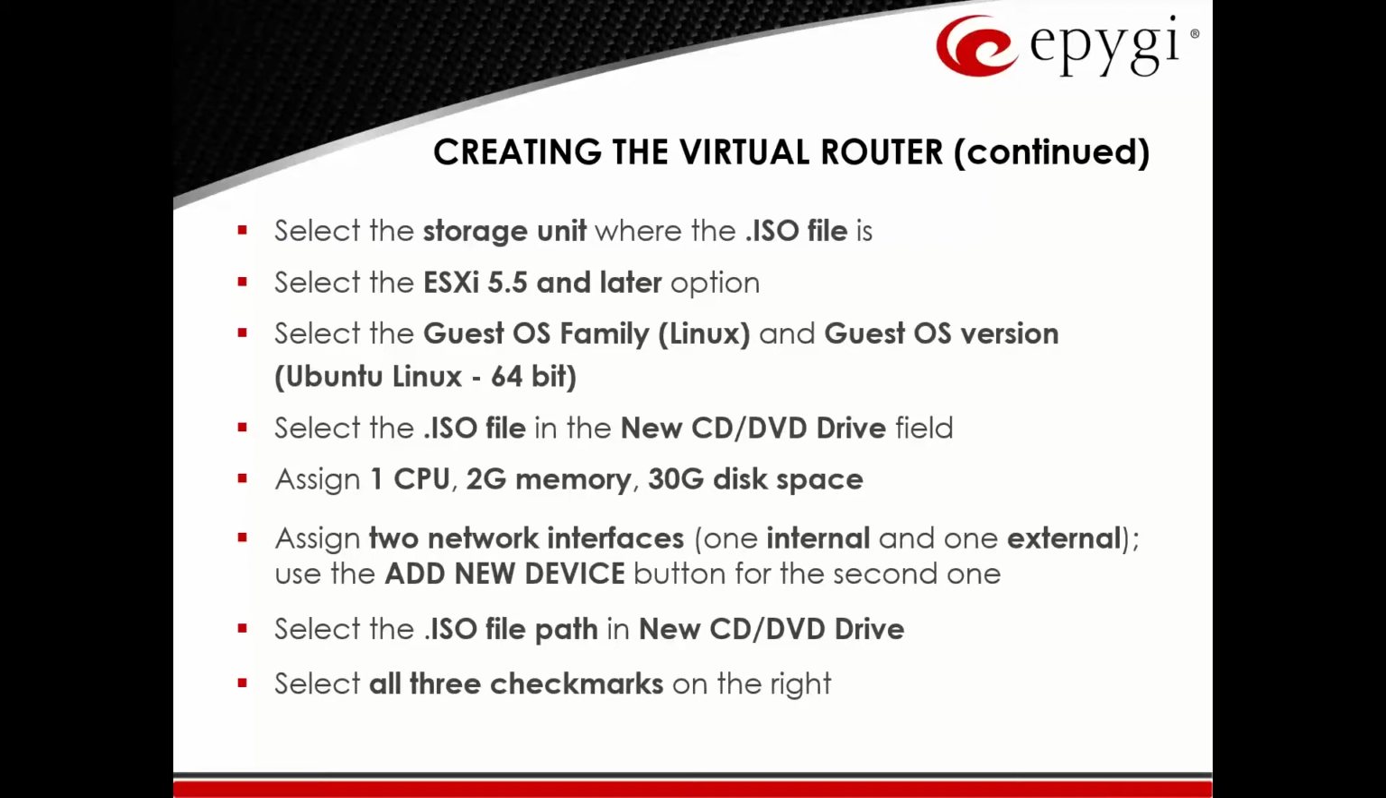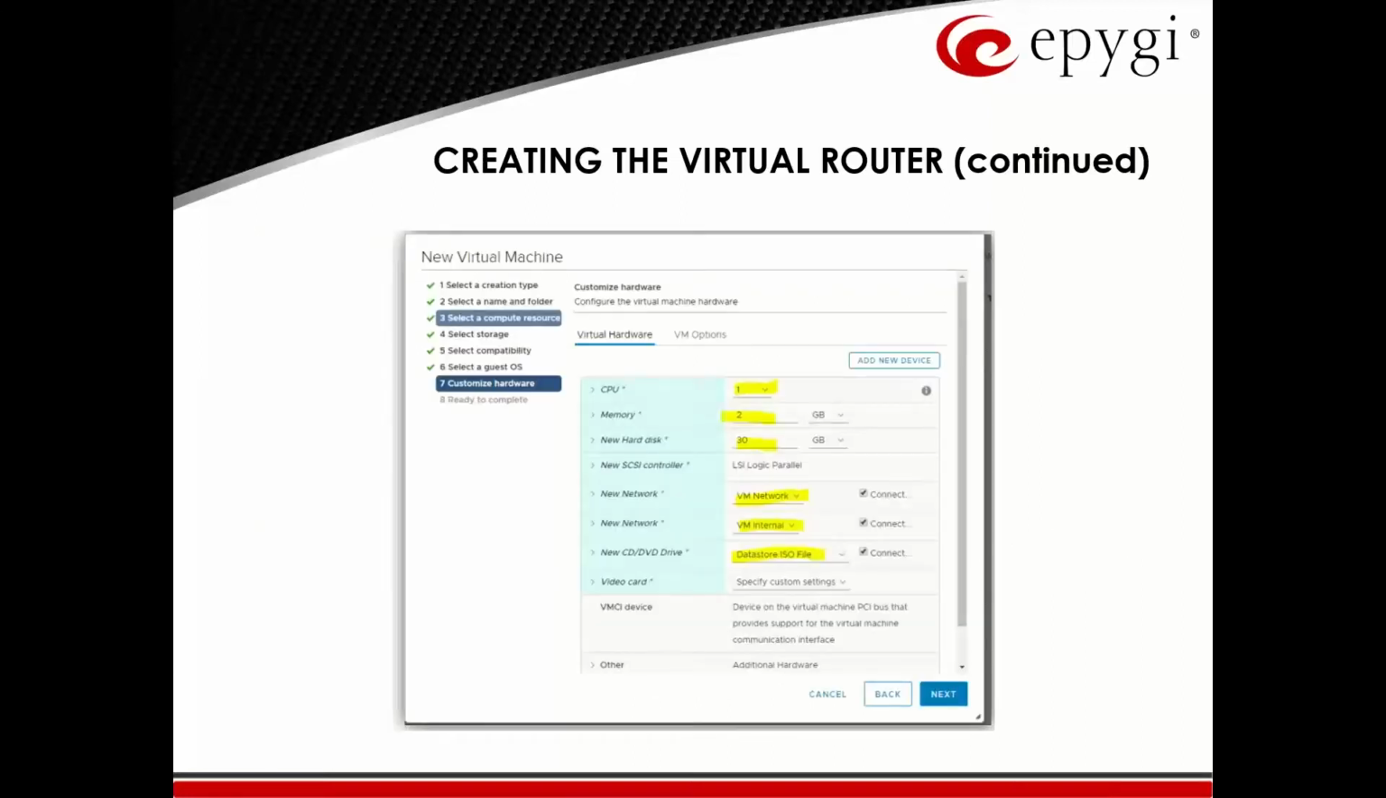The new instance is now created. Here is where 1 unit of CPU, 2 gigs of memory, 30 gigs of disk space, as well as the network adapters and the source ISO file are specified. By the way, the selection of the second interface is done via the Add New Device button, top right of the picture. The 3 check marks are on the right side.